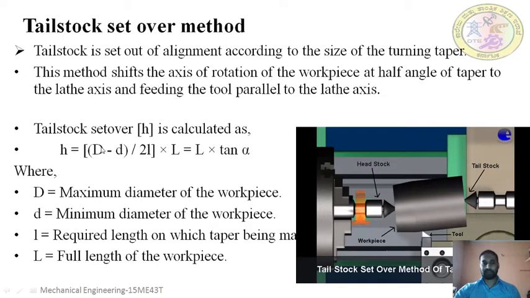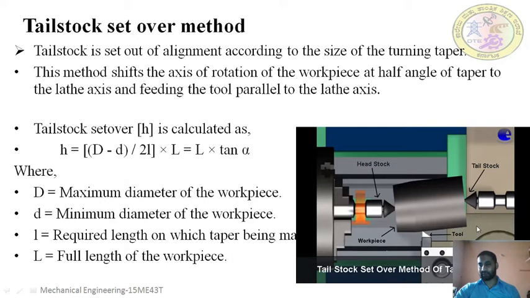By this calculation, H will be obtained. H is the distance by which the tailstock is set aside. So the tailstock is set to a distance H from the axis of rotation. After that, the rotation will be given and the workpiece will rotate. The tool is now fed straight, parallel to the axis of rotation of the lathe. The lathe axis is this one, the straight one. This is a new axis which is created by offsetting the tailstock, which is angular.